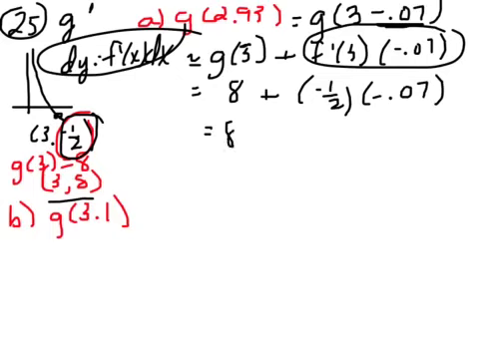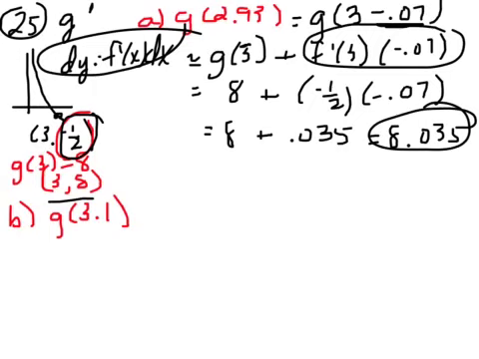So that's 8. And then if I multiply negative 1/2 times negative 0.07, that would be plus, let's see, 7 divided by 2 would be 3.5. So I need to move the decimal place over twice. Yeah, it's 0.035. You can put that in your calculator, and I get the value 8.035. That is my estimated y value for g of 2.93. So since I knew the change in x, I can estimate the change in y that goes with it.